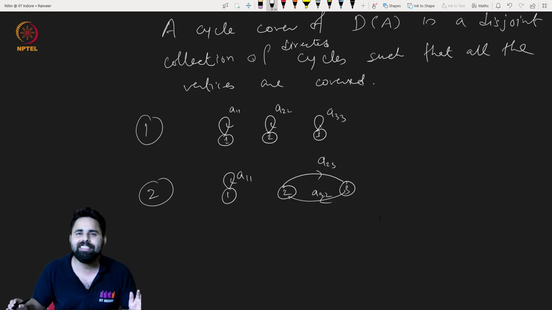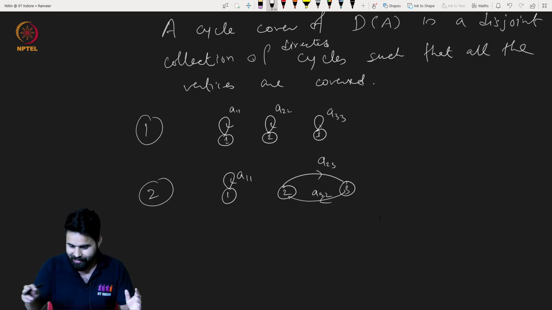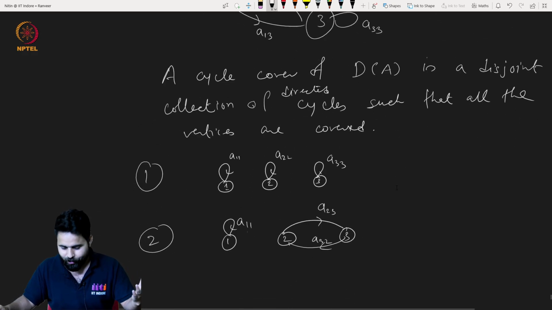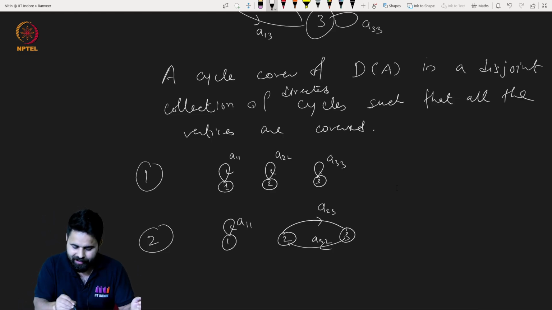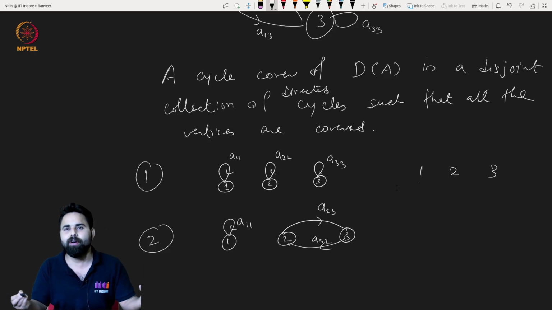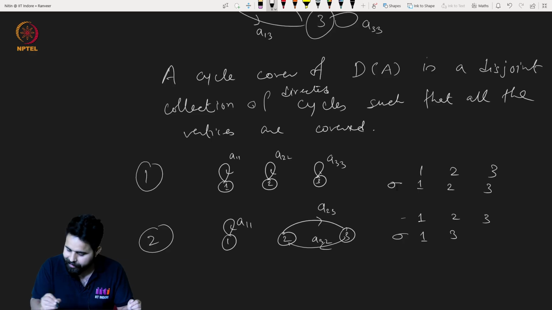By the way, these cycle covers correspond to the permutations that we have seen in the Leibniz formula. What will be the permutation corresponding to this cycle cover? This is the identity permutation 1 2 3, so 1 goes to 1, 2 goes to 2, 3 goes to 3. But here, what is the permutation? Let me write it: 1 goes to 1, 2 goes to 3, and 3 goes to 2.